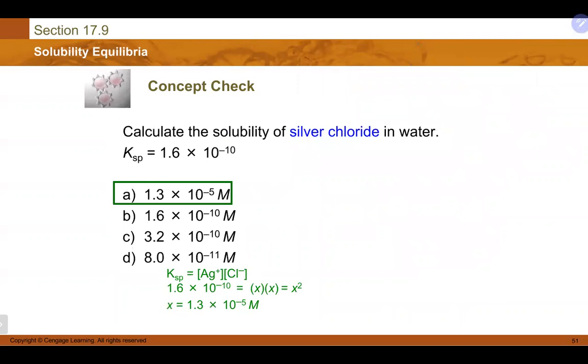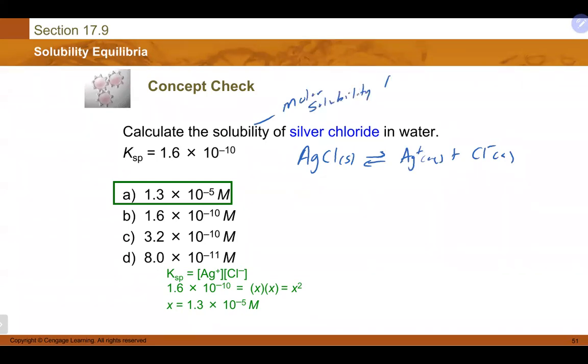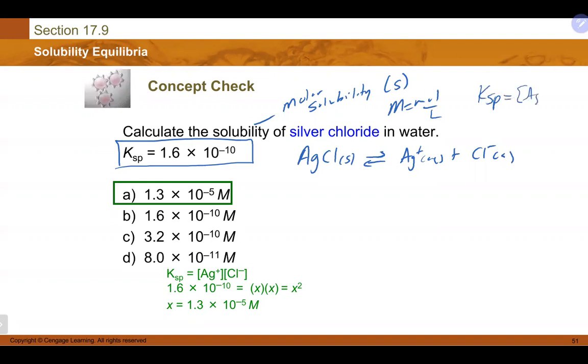So let's say we did have our silver chloride here. Again, it would break apart into a silver ion and a chloride ion, and we're looking for the solubility. So we'll look for the molar solubility in this case, which is really S, and that is molarity, basically moles per liter. The only thing given to us is the KSP. We could write our KSP expression like we did earlier, which was our silver times our chloride, and it would equal 1.6 times 10 to the minus 10.